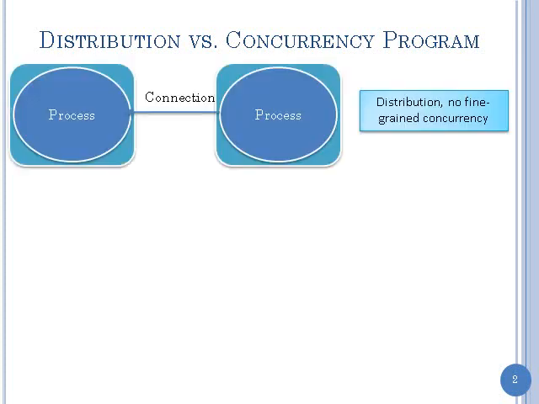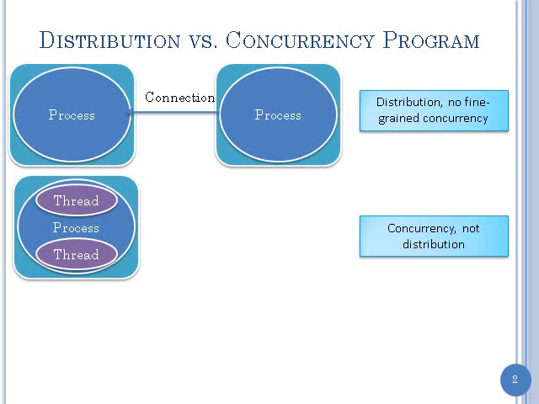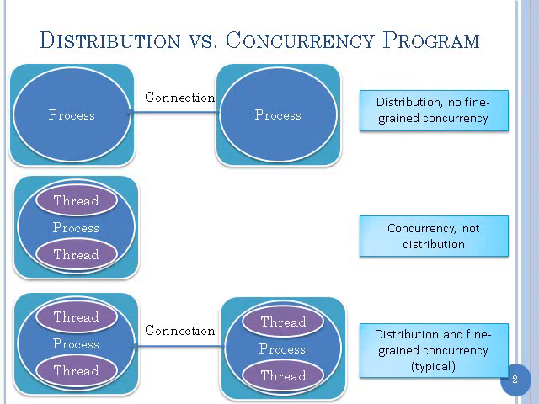Like I said, you can have distribution but no fine-grained concurrency. In a process, you get fine-grained concurrency through threads. Two different processes are themselves providing you with concurrency, but that's heavyweight and coarse-grained. You can, of course, have a process that doesn't talk to any other process but has threads in it. But the typical situation is that you have distribution and fine-grained concurrency. By the way, before this assignment, how many of you had created threads? All of you. Okay, cool.